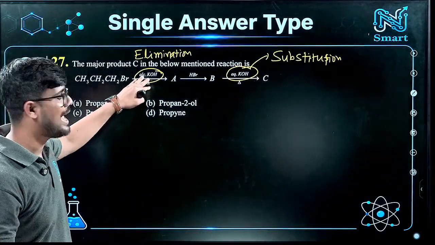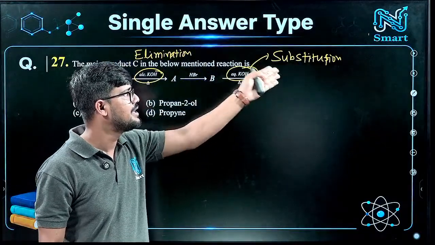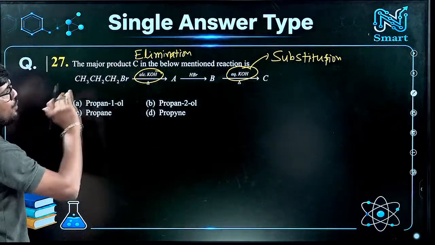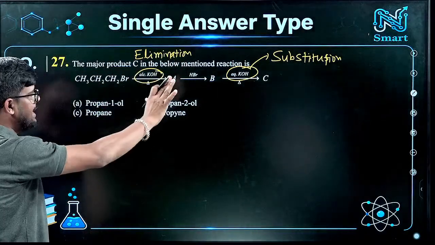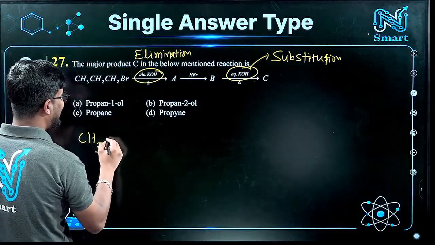So in case of alcoholic KOH, elimination product. In case of aqueous KOH, substitution product, right? Now what will be that is the normal basic idea. Now just see the option. Now let's carry out this reaction.